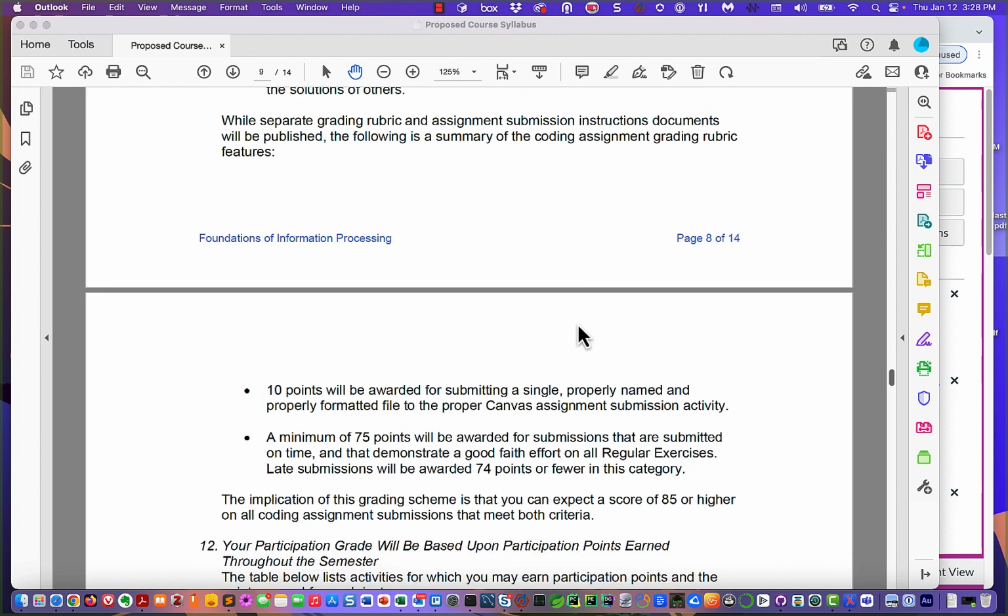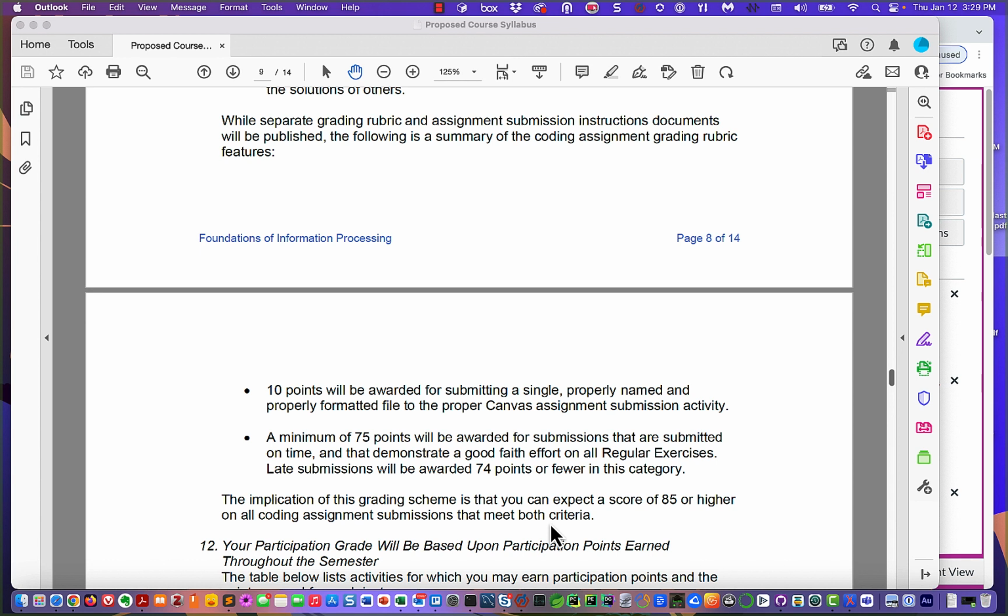So the deal is, if you do what we expect in handing in a properly named, properly organized and easy to grade file, you'll earn 10 points. If you demonstrate a good faith effort on all of the regular exercises, you'll earn 75. So if you meet those expectations, which I think are pretty easy to meet, you'll earn at least an 85.